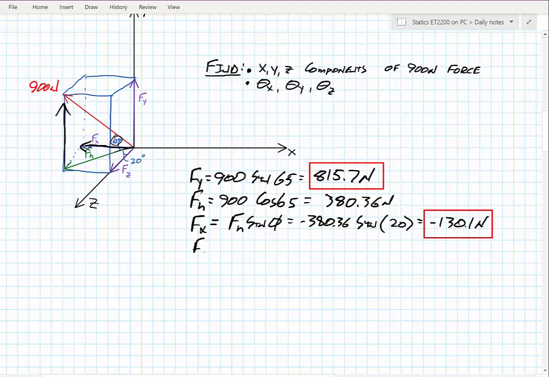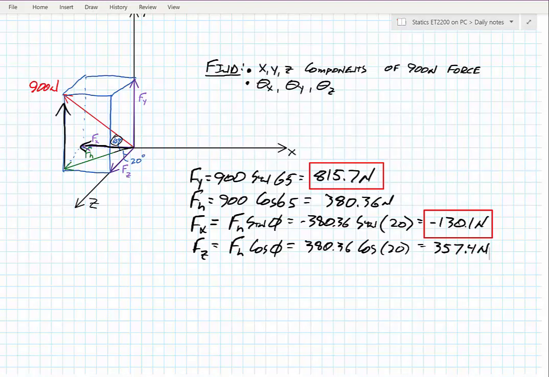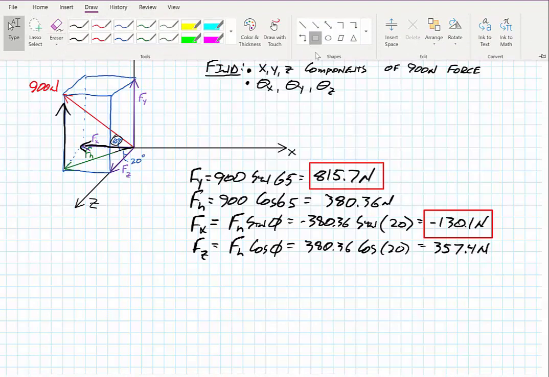The last one I need to do is in the z direction. I can see that the resultant is pointing in the positive z direction, so I don't have to add a negative sign. So this is that horizontal, 380.36, now times the cosine of 20, and if I punch it into my calculator right, I get 357.4 newtons. So that's kind of how you can break it down to find the magnitude of each component.